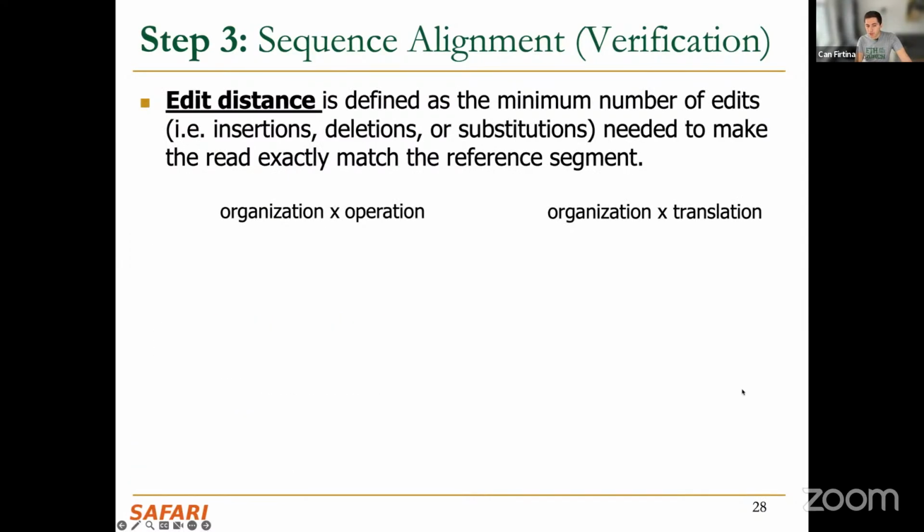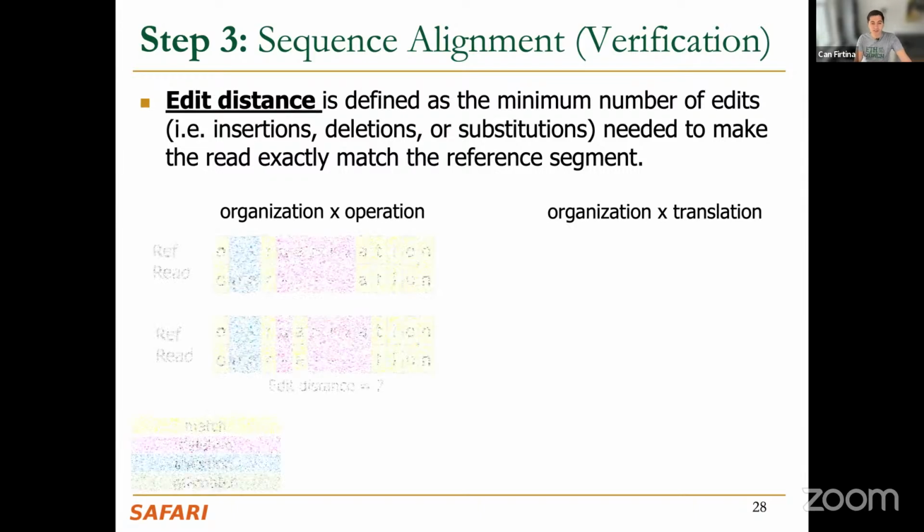So I quickly mentioned the edit distance, or the edits that we may have between a pair of sequences. Edit distance is basically the minimum number of edits, for example insertions, deletions, or substitutions, needed to make one sequence exactly the same as the other sequence. And in that case, our sequences are reads and the reference segment.